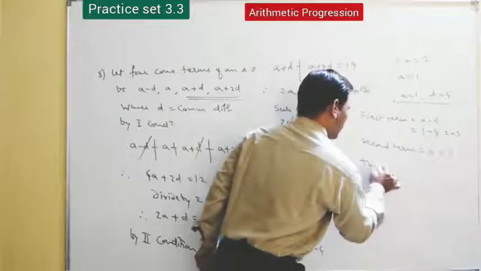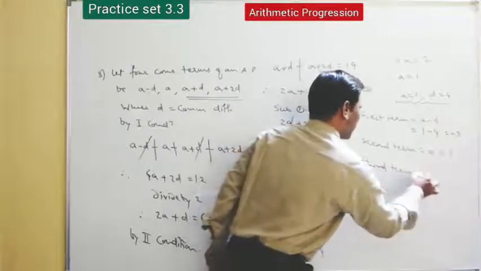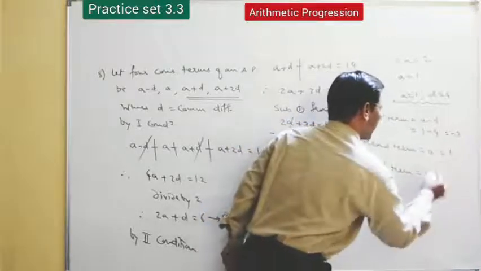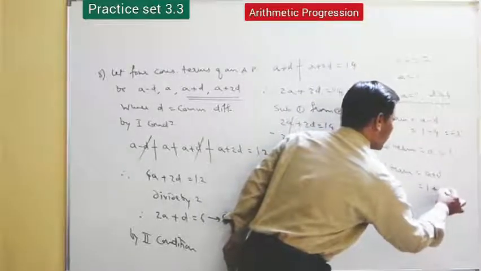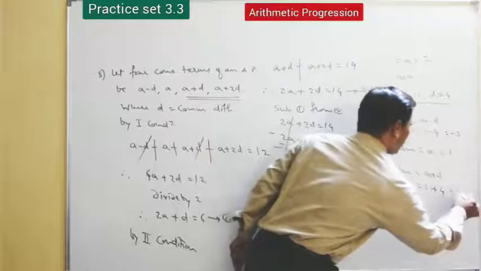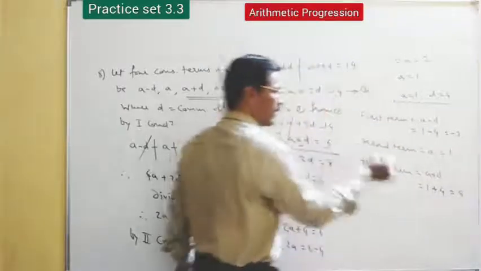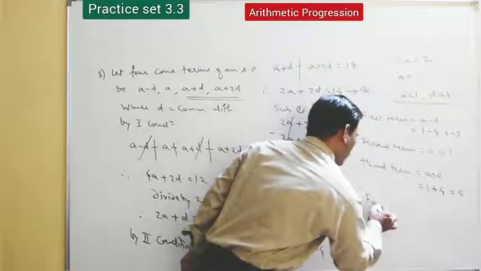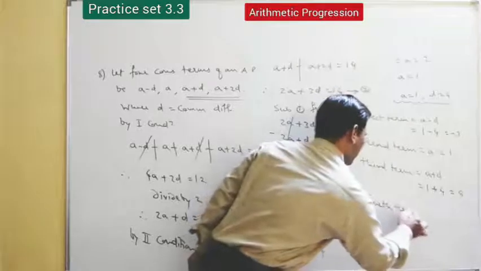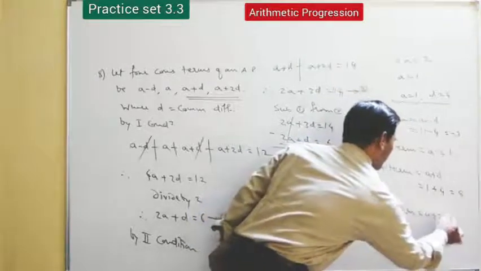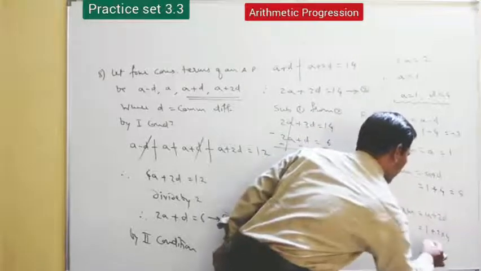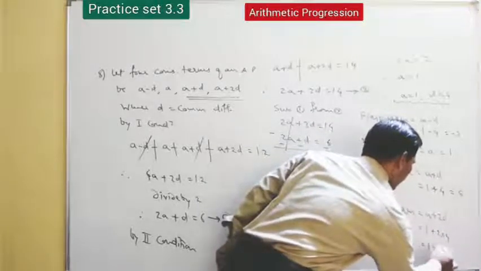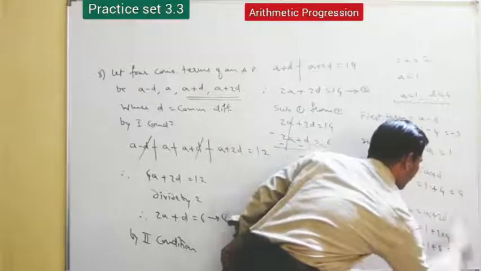Third term, that is a plus d, where a is 1 and d is 4. So here it is 5. So minus 3, 1, 5. And the last, means fourth term, that is a plus 2d, means 1 plus 2 into 4, means 1 plus 8, that is 9.